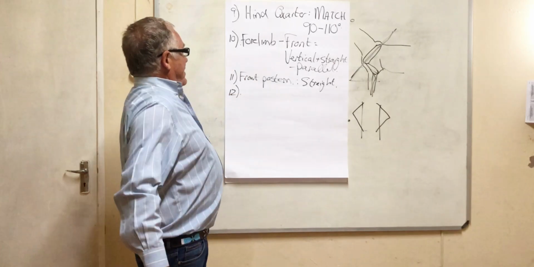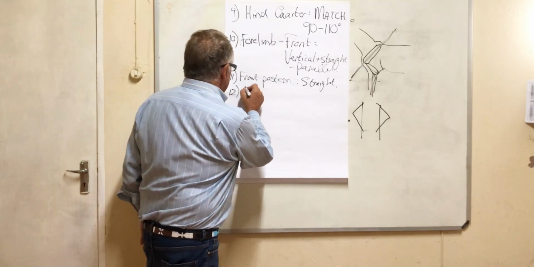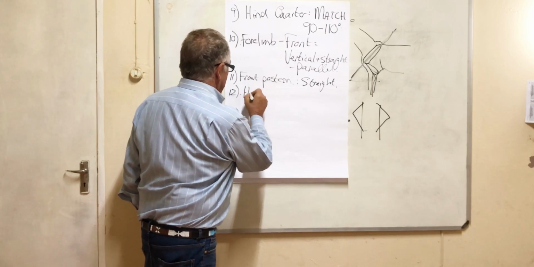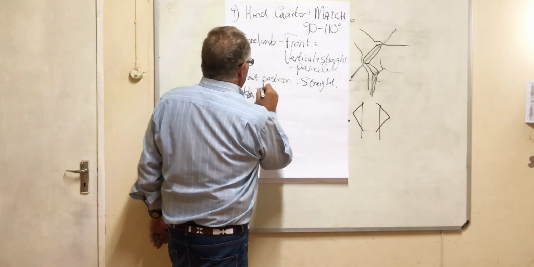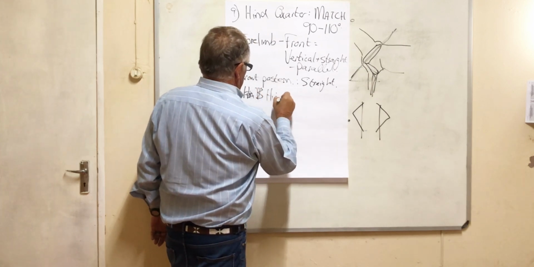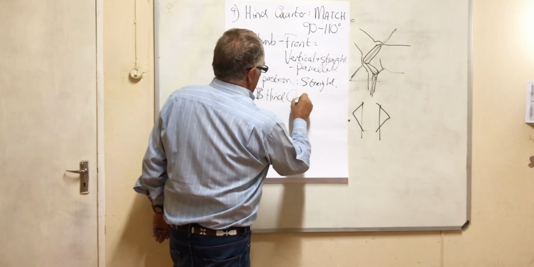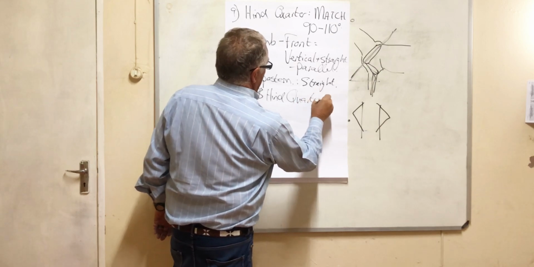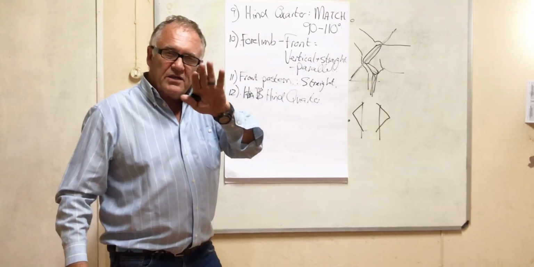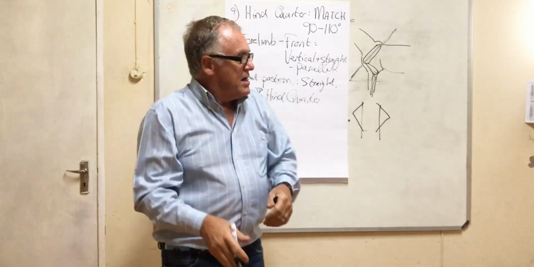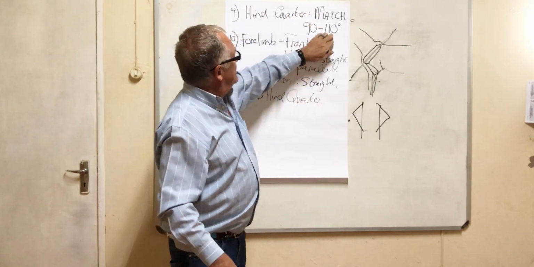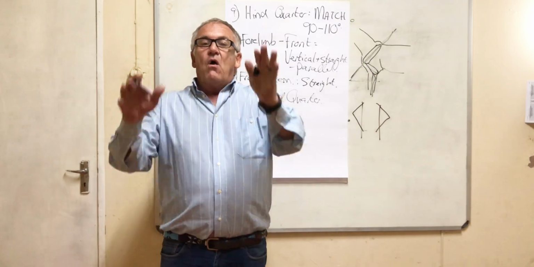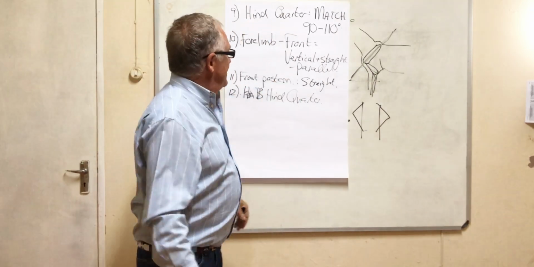Number 12 is the hind limbs, the back side. Let's call it the hindquarter. If you look at the hindquarter from the rear, we spoke about the angulation of the hindquarter from the side. It's 90 to 110 degrees. What happens if you look at it from the rear?